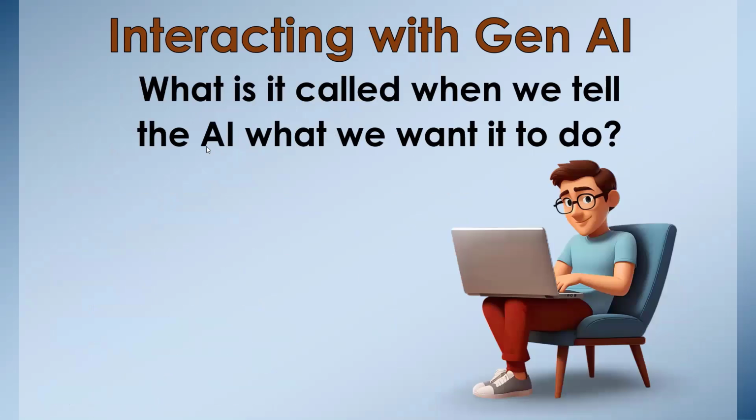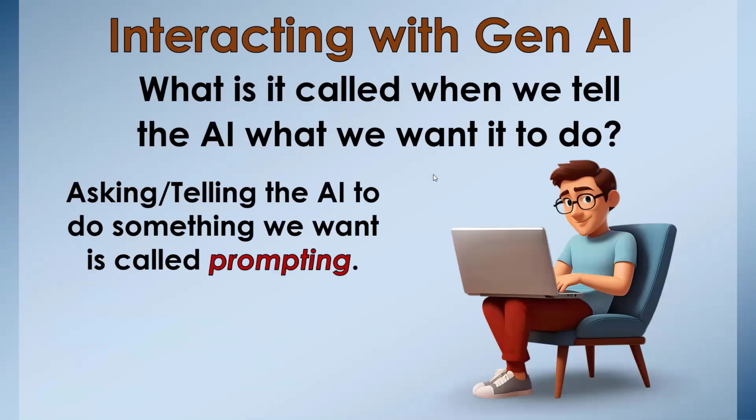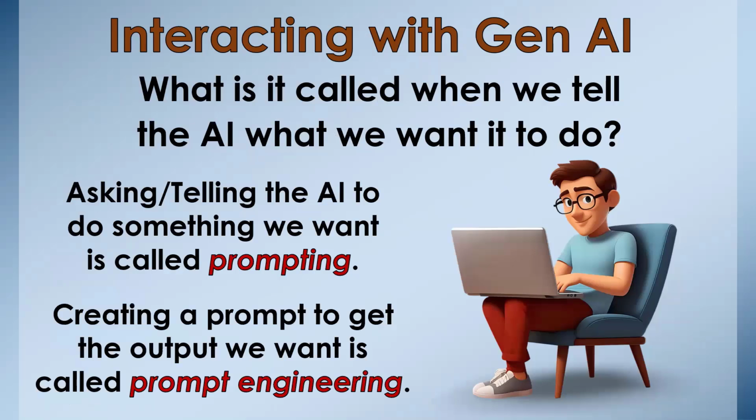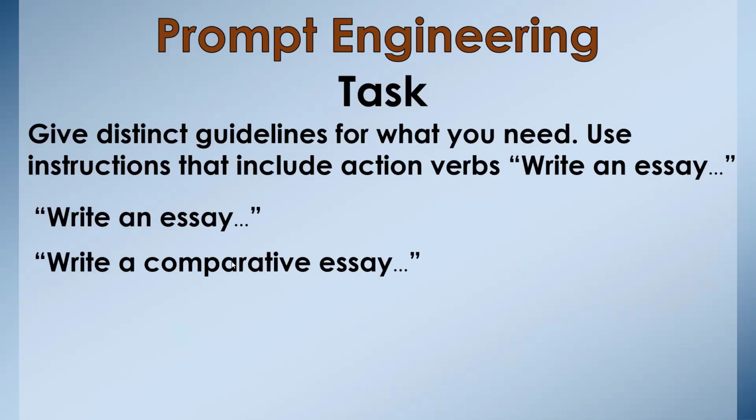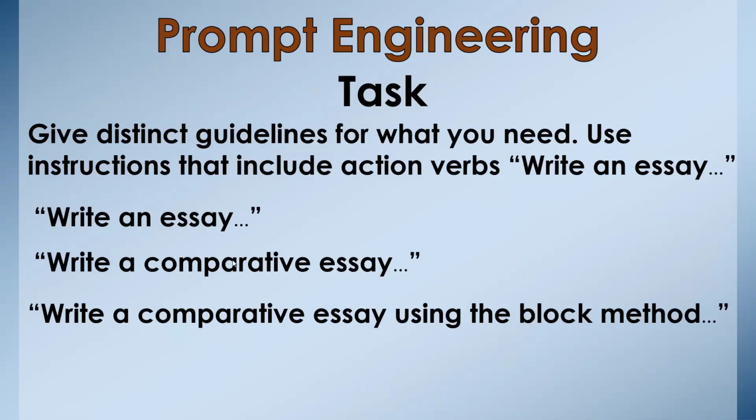So what's it called when we tell the AI what we want it to do? This is called prompting. And the process of creating an effective prompt to get the output that we want, that's called prompt engineering. So first, the task. The task is where you're giving guidelines to the AI, telling them exactly what you need. This could be something like write an essay. Remember, being specific is important. So you could say write an essay, write a comparative essay, or write a comparative essay using the block method. Okay, so remember, be as specific as possible.